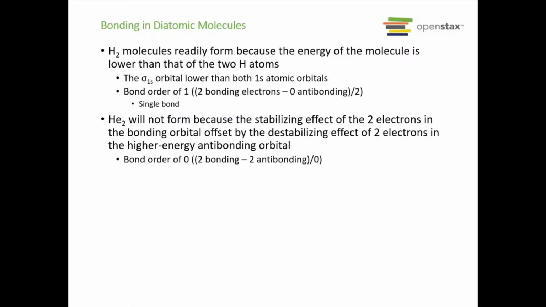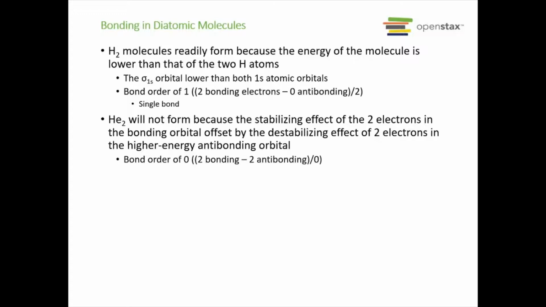So, for instance, hydrogen, H2 molecules, are readily forming because the energy of the molecule is lower than that of the 2 hydrogen atoms. You have a sigma 1s orbital that's lower than both the 1s atomic orbitals from the hydrogens. And it gets a bond order of 1. So you have 2 bonding electrons minus 0 antibonding divided by 2 gives us a bond order of 1, a single bond.